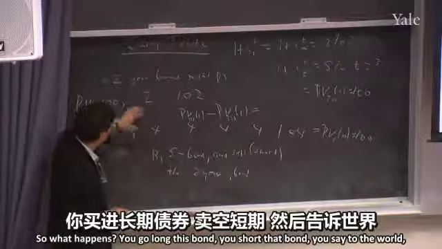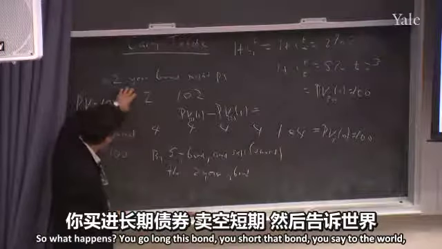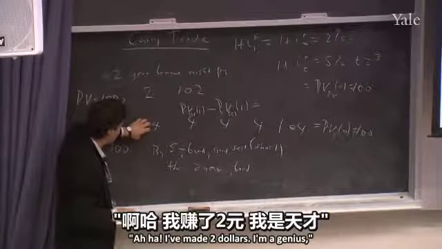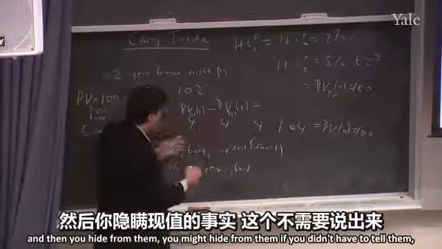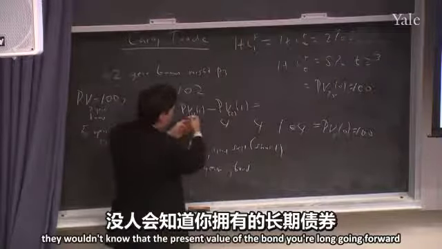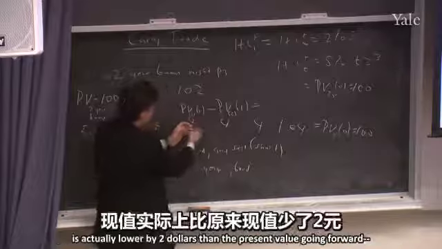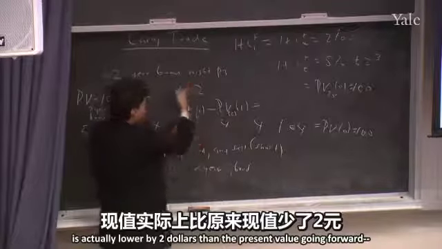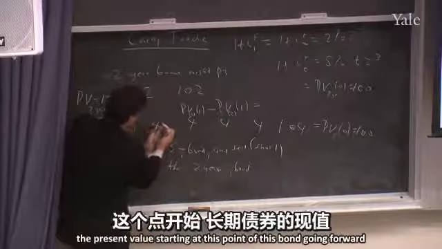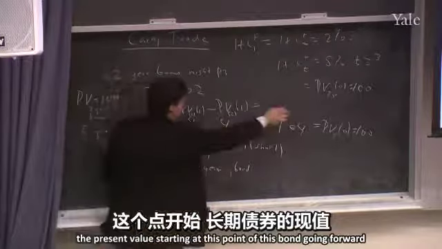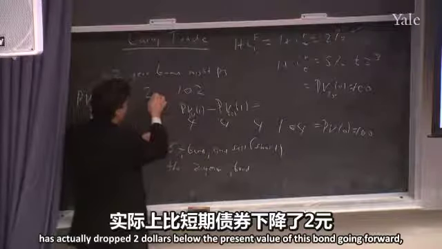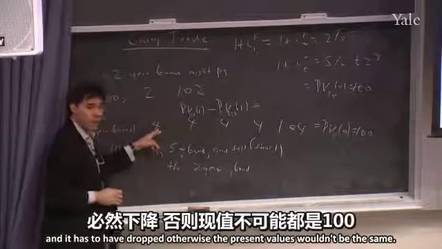So what happened? You go long this bond, you short that bond, you say to the world, aha, I've made $2, I'm a genius. And then you might hide from them, if you didn't have to tell them, that the present value of the bond you're long going forward is actually lower by $2 than the present value going forward of the other bond. Right after this period, the present value starting at this point of this bond going forward has actually dropped $2 below the present value of this bond going forward.